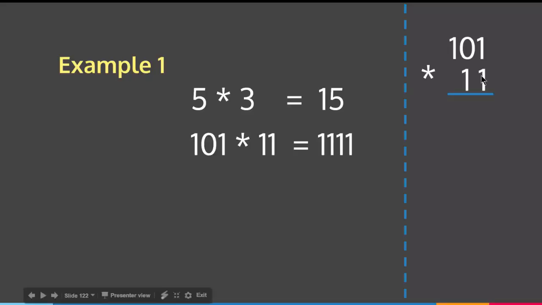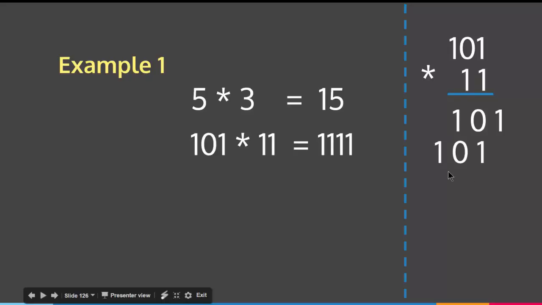So 1 times 1 will give us 1. Okay, 1 times 0 will give us 0. And 1 times 1 will give us 1. Okay, it's very straightforward. And then we have this 1. So 1 times 1 will give us 1. 1 times 0 will give us 0. 1 times 1 will give us 1.